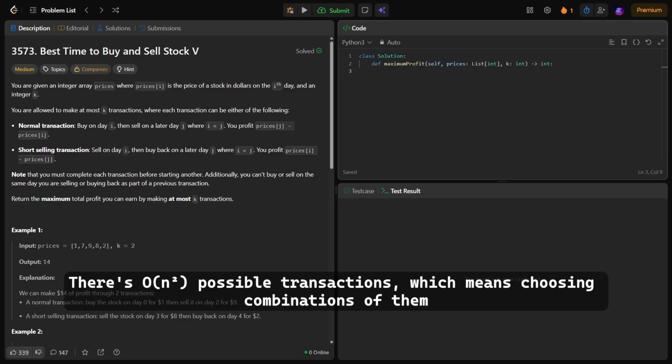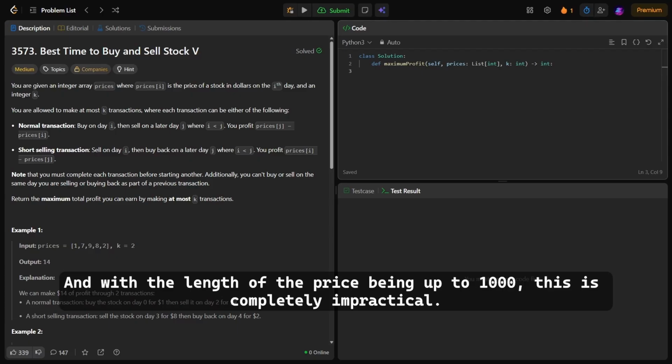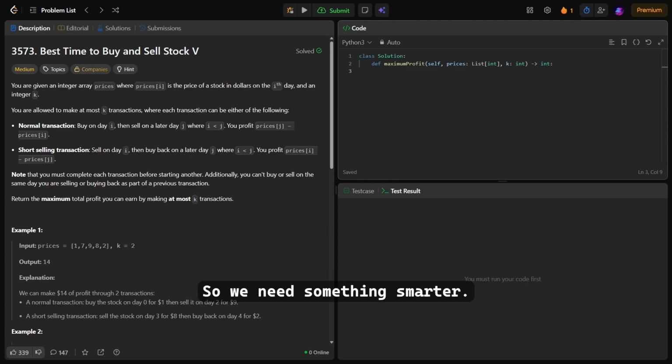Well, this approach completely fails on complexity. There are O(n^2) possible transactions, which means choosing combinations of them leads to exponential time. And with the length of prices being up to 1000, this is completely impractical. Even with pruning or memoization, the state space is far too large, so we need something smarter.